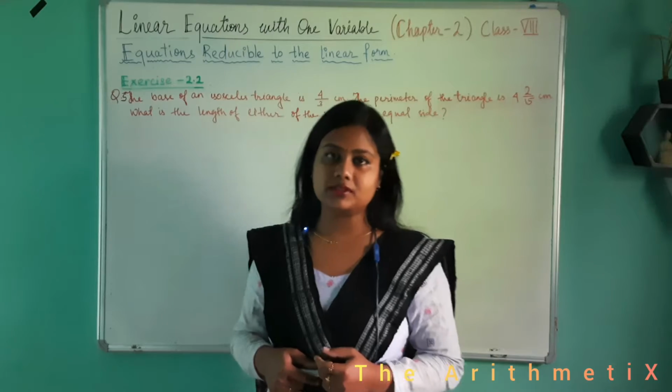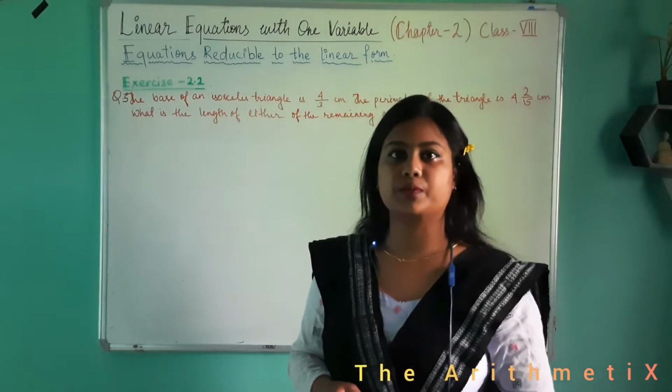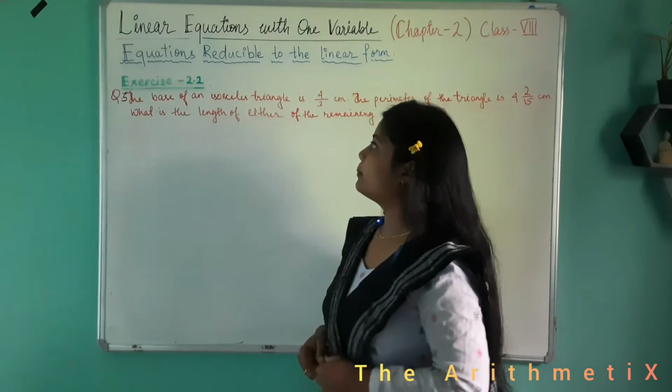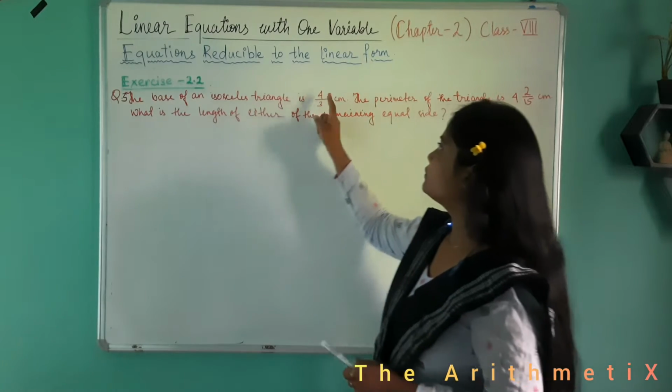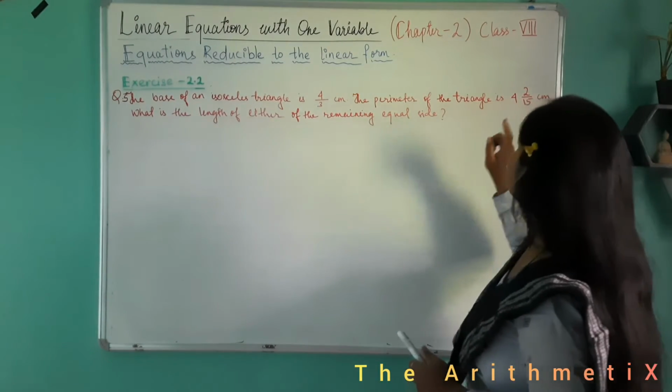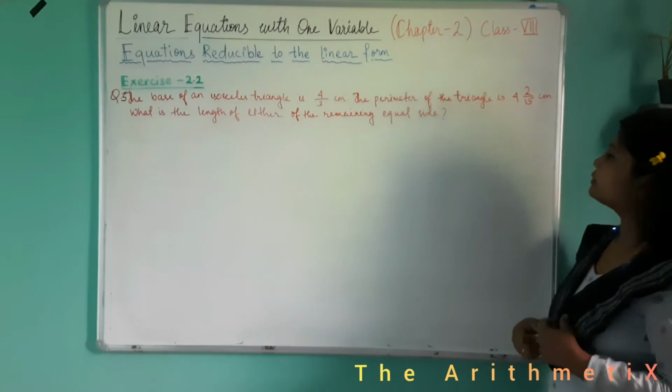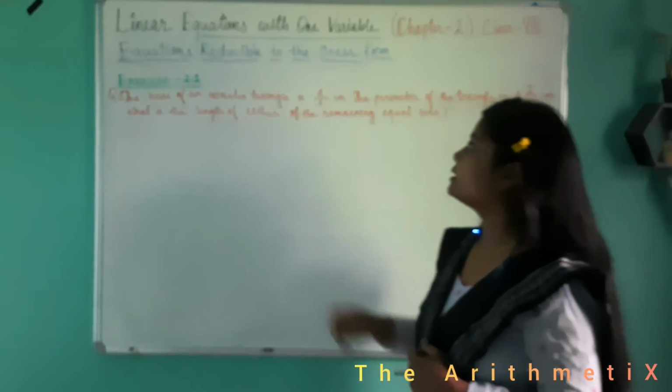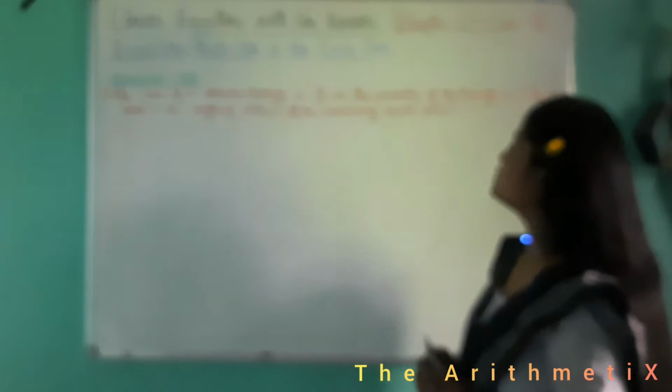Let us now solve the third question of this exercise 2.2. The base of an isosceles triangle is 4 upon 3 cm. The perimeter of the triangle is 4 whole 2 upon 15 cm. What is the length of either of the remaining equal sides?